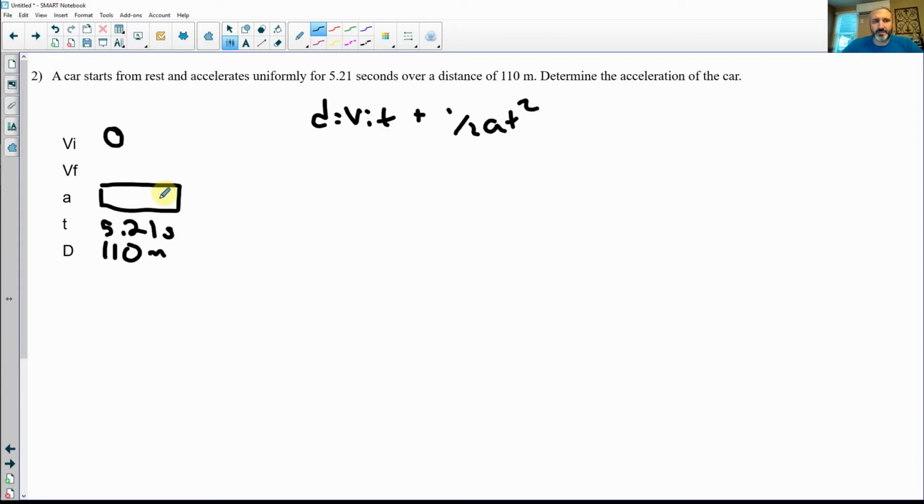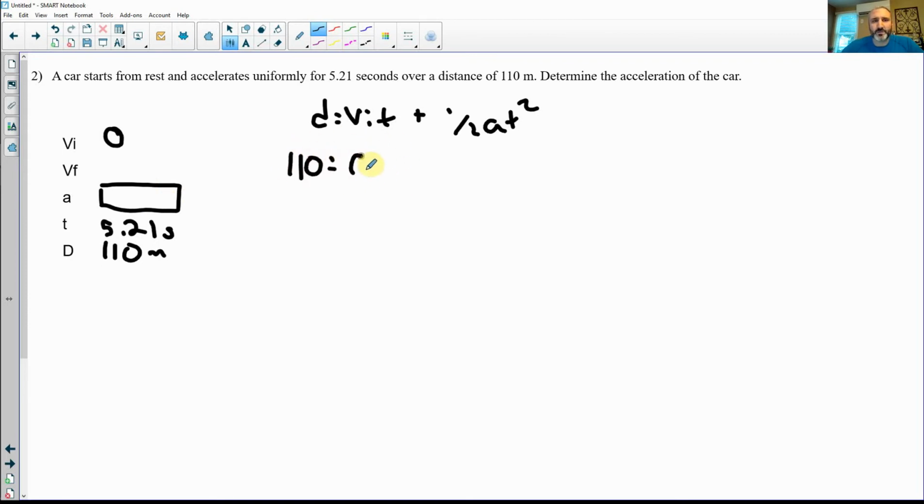I'm hoping that you realize that I'm giving you these to get you out of the habit of just throwing negative 9.8 in for A. So we had one before where I gave you a weird acceleration. This one we're solving for the acceleration. It's not just negative 9.8. That's only for projectiles on Earth. So we can start plugging in.